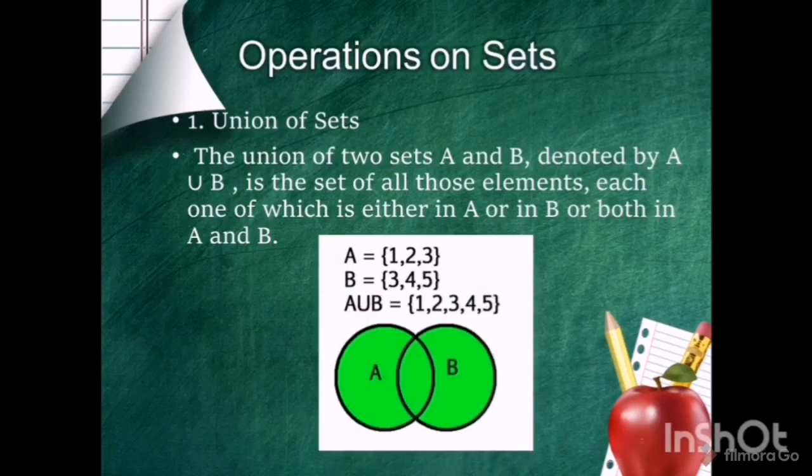So we have here an example. Set A is equal to {1, 2, 3}. Set B is equal to {3, 4, 5}. So A union B is equal to {1, 2, 3, 4, 5}. The diagram shows that sets A and B are shaded because it is the union of A and B.